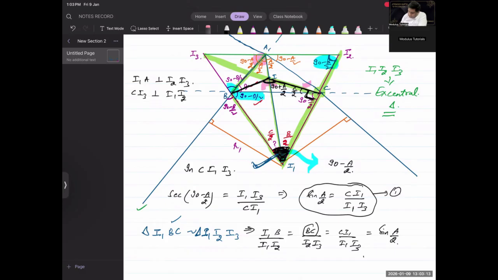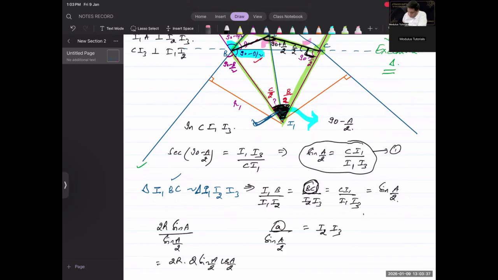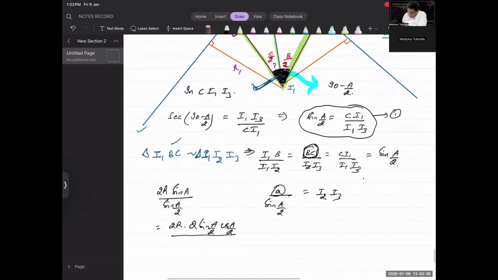So guys, what is BC? Right now, this is purely theoretical. So this is a upon sine A by 2, this is I1I2I3. So what is this? This is 2R sine A divided by sine A by 2, which is 2R, 2 sine A by 2 cos A by 2, divided by sine A by 2. So this will cancel and you will be getting I2I3. I2I3 is 4R cos A by 2.